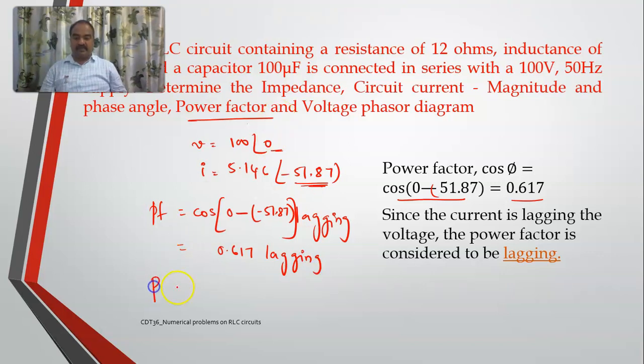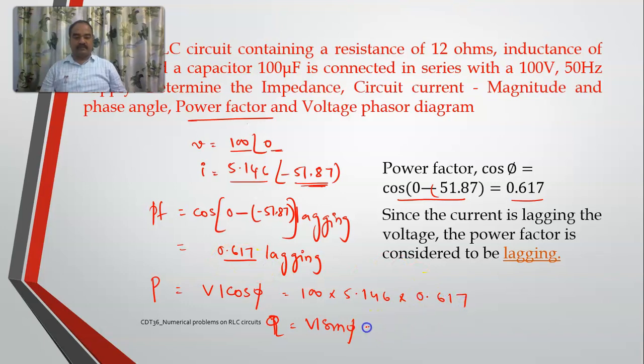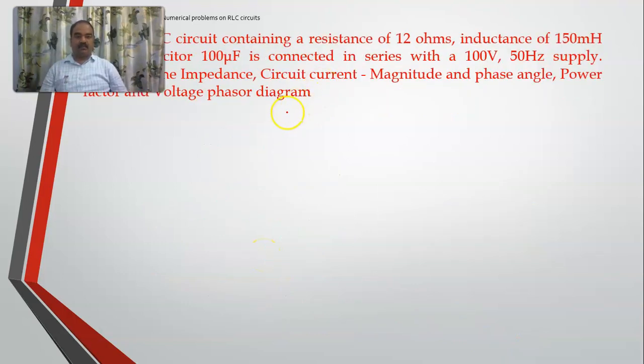If you want to compute active power, it is VI cos phi. If you want to compute reactive power, Q is VI sin phi. This is 100 into 5.146 into the power factor 0.617. Similarly, 100 into 5.146 into sin phi; this is cos phi, so you should calculate sin phi and write it down. And next is the voltage phasor diagram. But before we go with the voltage phasor diagram, let's try to compute, see, this is your RLC circuit, right?